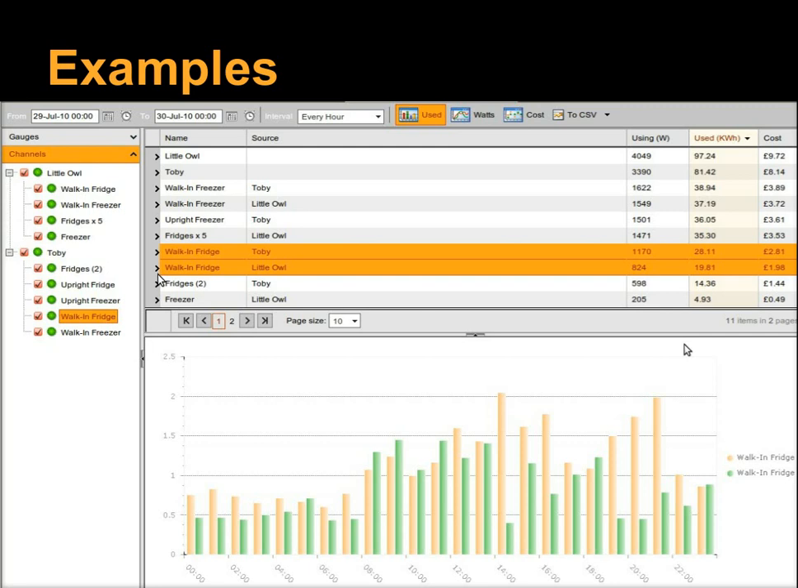Did they need to do an infrastructure upgrade? No, it turns out that in fact they're the identical walk-in fridges, and the reason why it's using so much more power is the staff in the Toby leave the door open all the time. So it indicated that they had to change behaviour. No cost to them, just educate the staff they had to change, and that saved them a fortune.